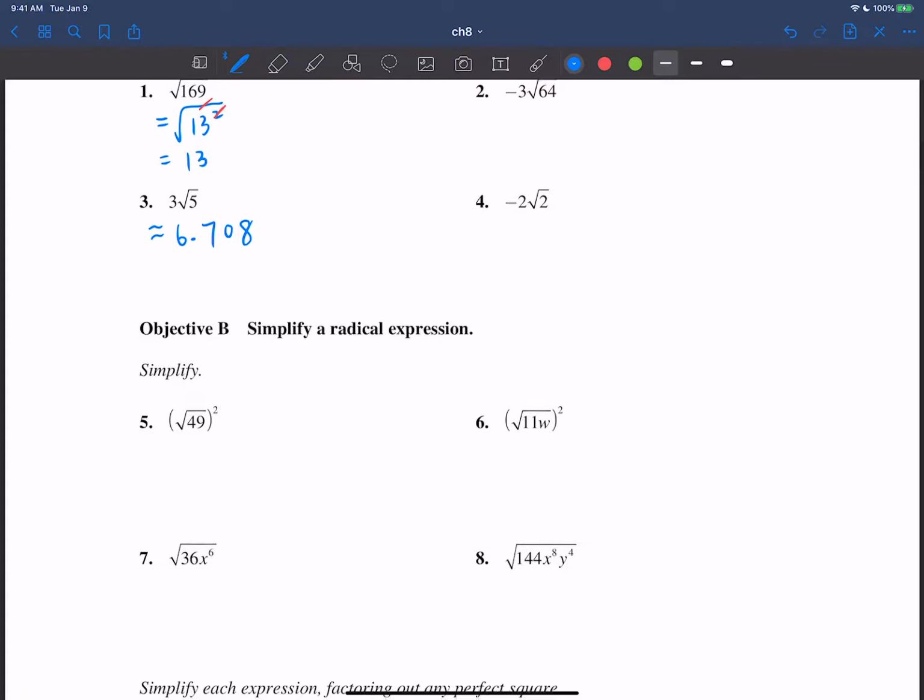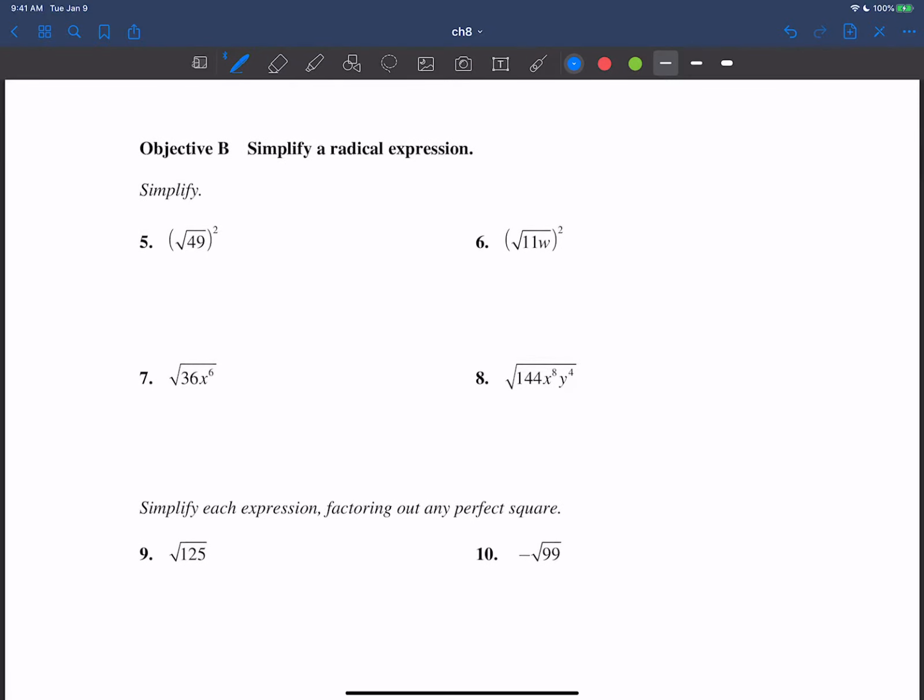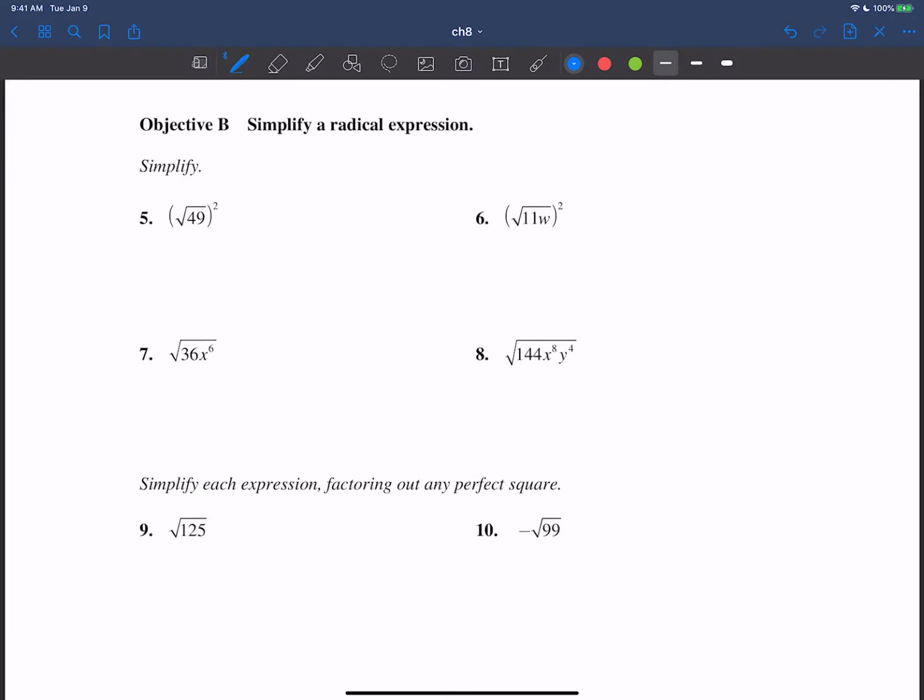Objective B. Simplify a radical expression. When we simplify radical expressions, the main goal is to rewrite the radicand as a perfect square multiplied by whatever's left. Number 5. Square root of 49 and then squared. This one, we have inverse operations in the expression, square root and the square. So they cancel out. All we have left is simply 49.